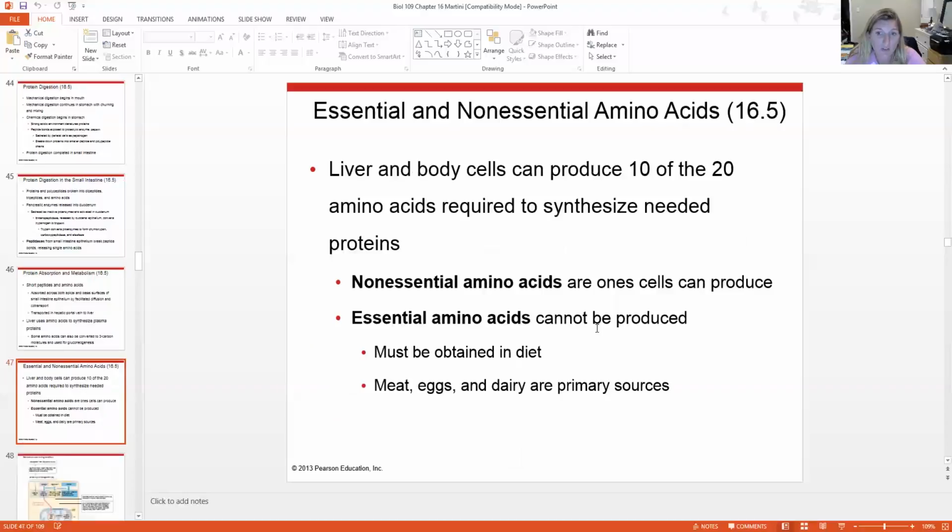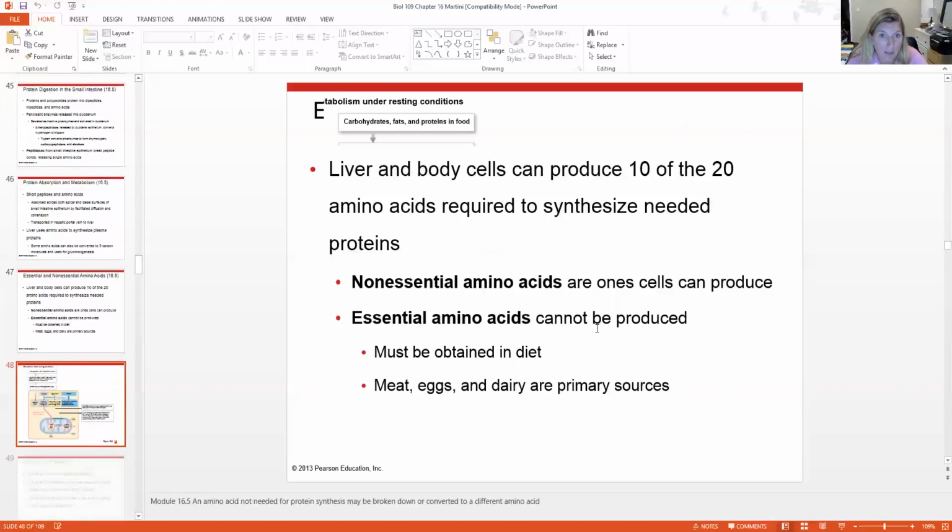The non-essential ones are the ones that our cells can produce. Essential amino acids are the amino acids that cannot be produced in the body. They have to be obtained from the diet. Meat, eggs, and dairy are the primary sources of these essential amino acids.